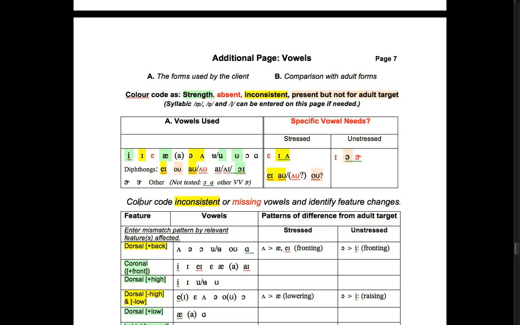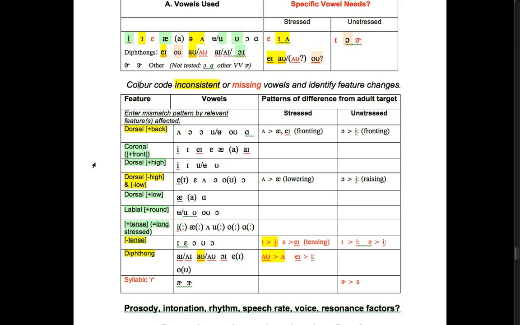Let's do an example. If a child produced one vowel instead of another in an unstressed context, where would you record this? I like to begin by identifying all the rows in which the mismatched vowel can be found. Looking at the chart, I see that it is plus back, minus high and minus low, and minus tense. So would I write it in all three rows under the stressed column?